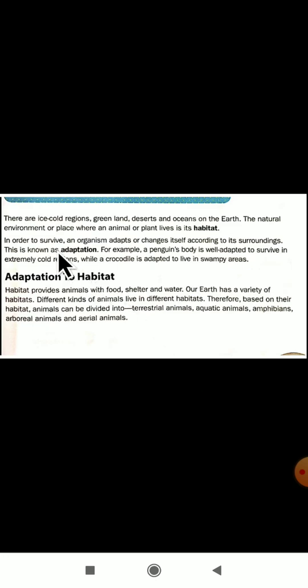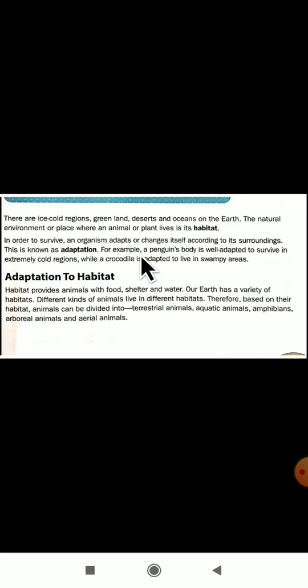In order to survive, an organism adapts or changes itself according to its surroundings. See, dear students, in order to survive, what does an organism do? It will adapt. Some organisms adapt, that is, they adjust. But some other organisms will change themselves according to the surroundings. This is known as adaptation.